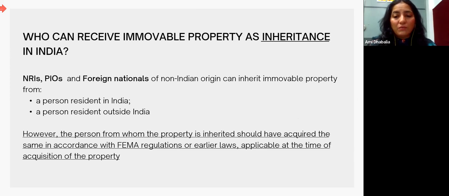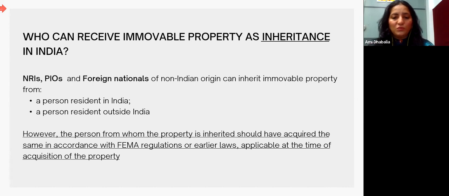Who can receive immovable property as inheritance in India? Inheritance is basically what you mention in the will, and you can inherit, not a gift, when the person dies and what is passed on. So the NRI, PIO, and foreign nationals of non-Indian origin can inherit immovable property. So please mind, this is non-Indian origin. They can inherit immovable property from a person resident in India and a person resident outside India.